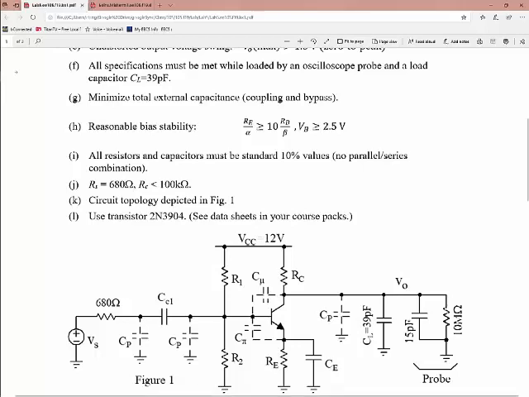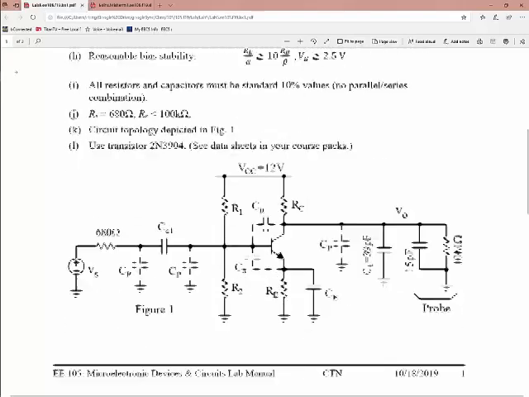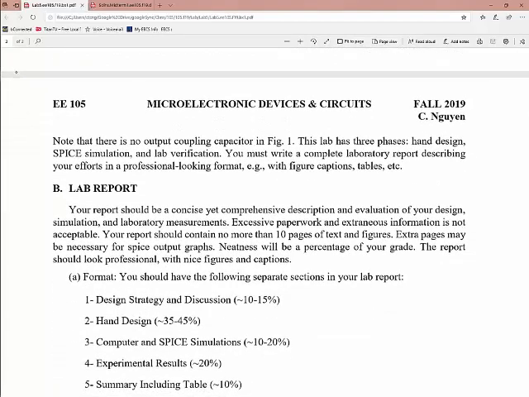These things: circuit topology, and using a 2N3904 transistor, which you have in the lab. The lab has three phases. First, you start with a hand design, then you do a SPICE simulation, then you actually hook this up onto your breadboards and test it to make sure that it works. And you're going to write up a lab report describing this.